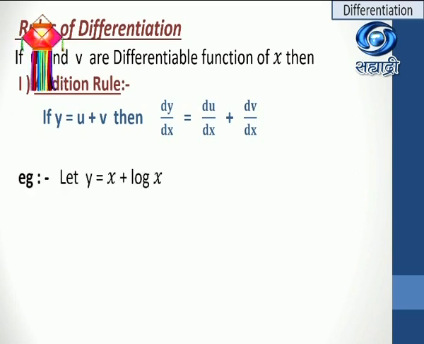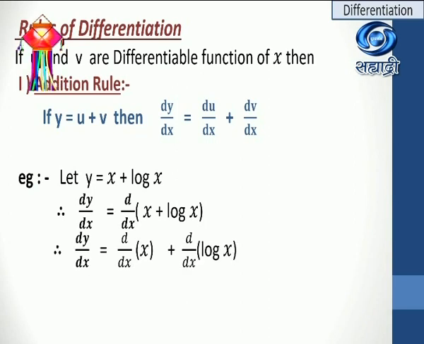For example, let y is equals to x plus log x. Here y is the sum of two functions where first function is x and second function is log x. Then dy by dx is equals to derivative of x plus log x with respect to x. Now by using rule, we can write dy by dx is equals to derivative of x with respect to x plus derivative of log x with respect to x. We know that derivative of x is 1 and derivative of log x is 1 upon x. Therefore, dy by dx is equals to 1 plus 1 upon x.